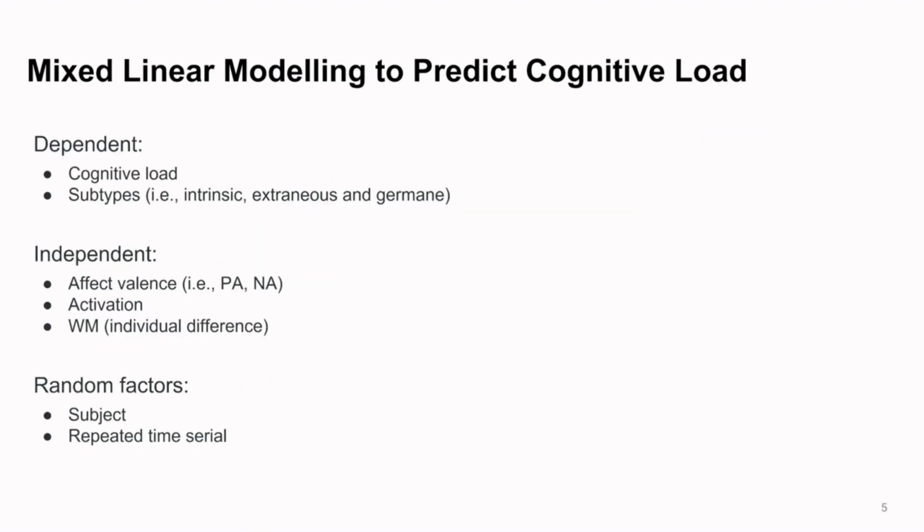After we collected the experience data, we conducted mixed linear modeling to predict participants' overall cognitive loads. We also ran modeling separately for each subtype, which include the intrinsic load, extraneous load, and the germane load. In this model, independent variables are affect valence, which includes the positive affect and negative affect, affect activation, and the working memory capacity. Random factors were subject ID and the repeated time series.